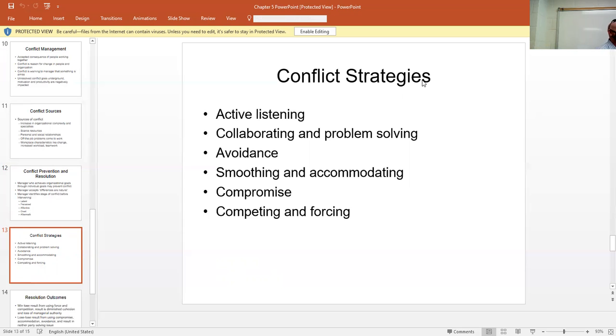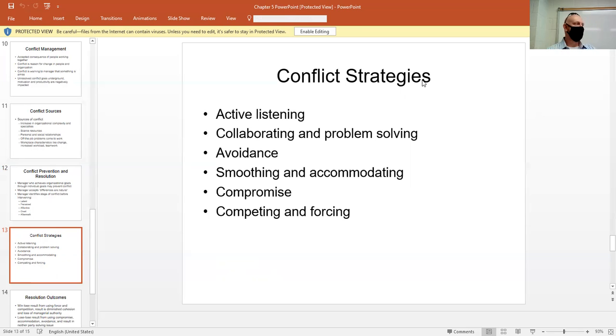And what is active listening? What are you doing if you're actively listening? Eye contact, nodding your head. You're not sitting there with your arms crossed and head down. If you're sitting down, you're kind of leaned in, you're paying attention.